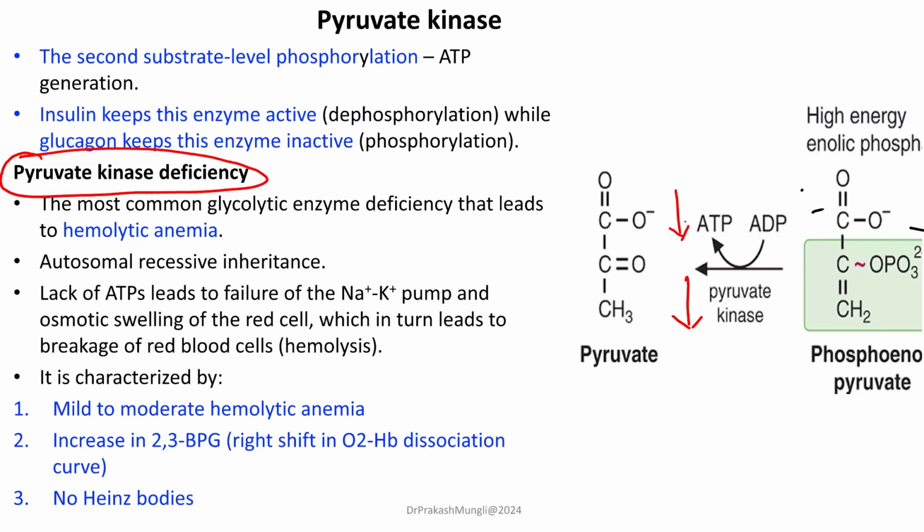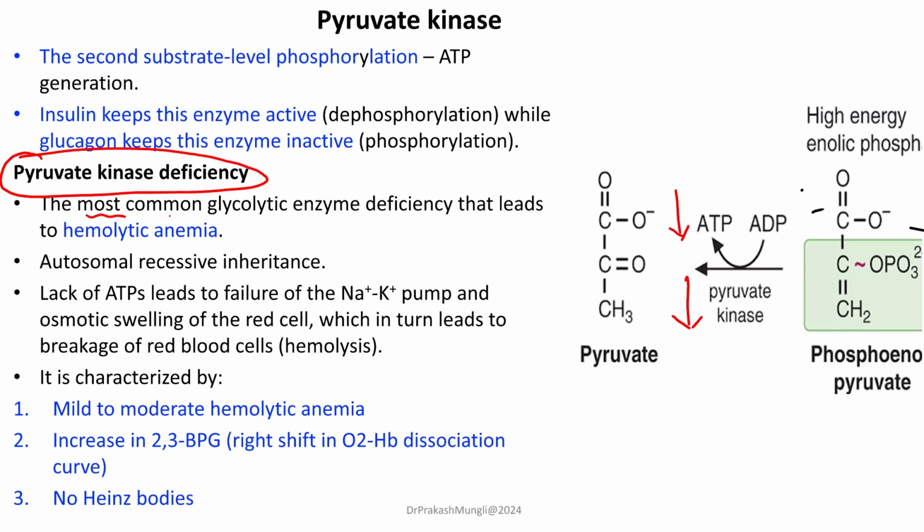And this sodium chloride, what does it do? It will bring water in. And that means your red blood cell will swell. And as it swells, it will break open. And that causes hemolysis, leading to loss of hemoglobin from the red blood cell. And that causes hemolytic anemia. Anemia means what? Decrease in hemoglobin, right? So the pyruvate kinase deficiency causes hemolytic anemia.